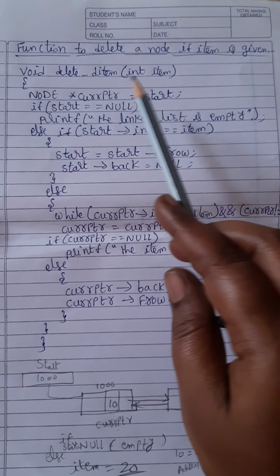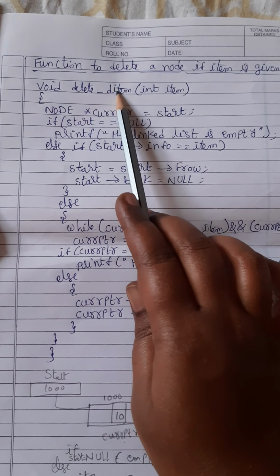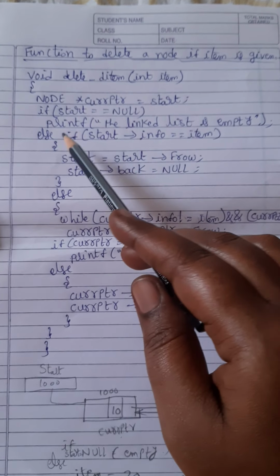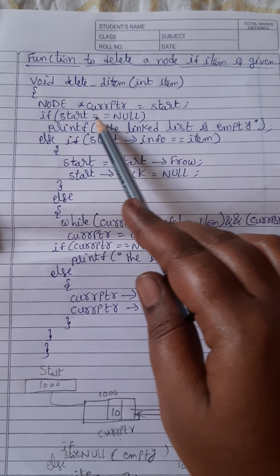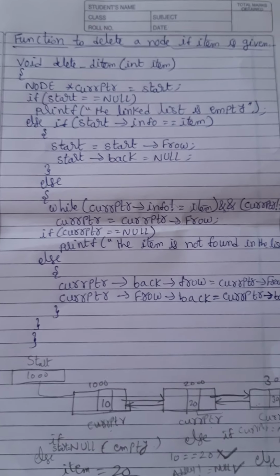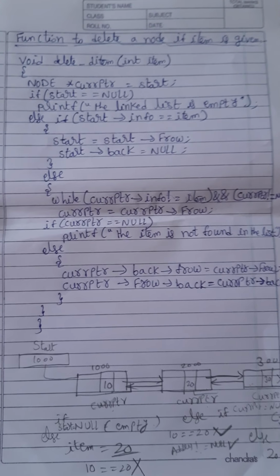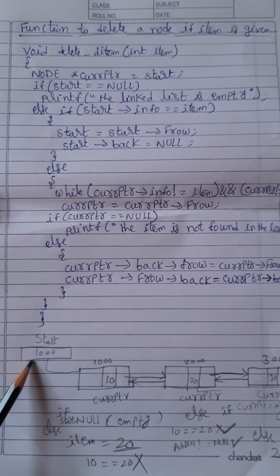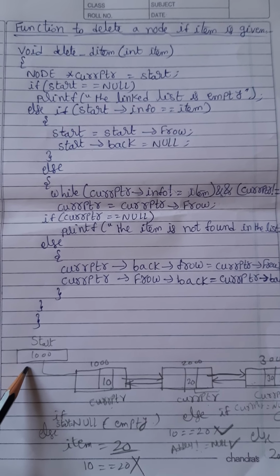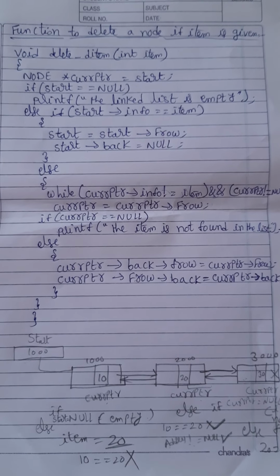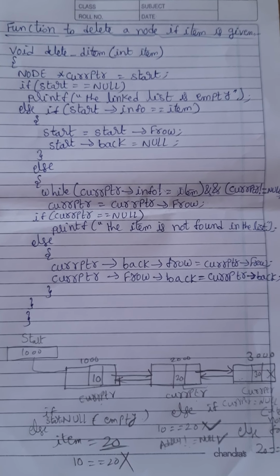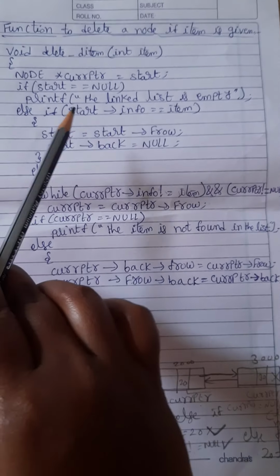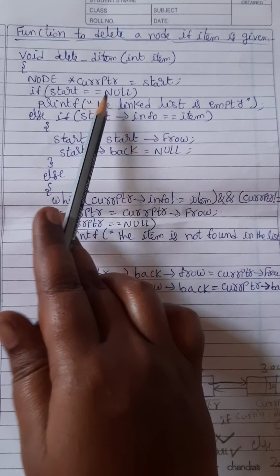See this function, we have to define the function name, that is delete the item. Then current pointer equal to start. Here we are going to check the condition if start equal to null. Already we have discussed from the beginning. If start equal to null, automatically the linked list is empty. We can't display the item. Why? Because the linked list is empty when start equal to null.